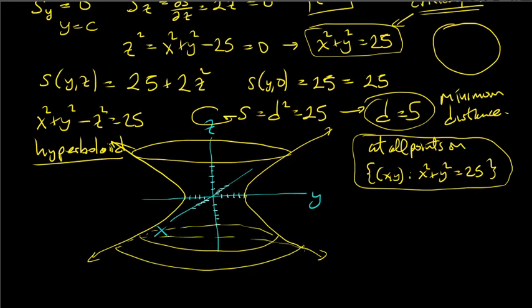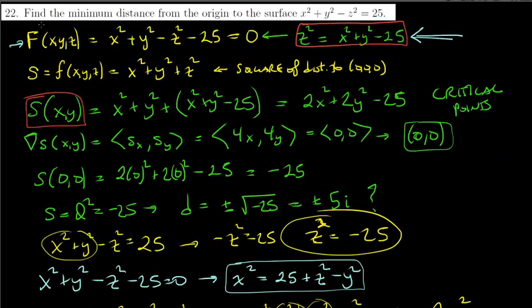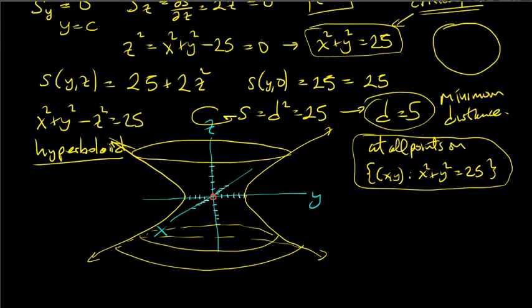You get the idea, right? I know it's a little sloppy, but this is the surface here. So now the origin is 0, 0, 0 right here. We're looking for the minimum distance, right? We're looking for the points on the hyperboloid that are closest to the origin.